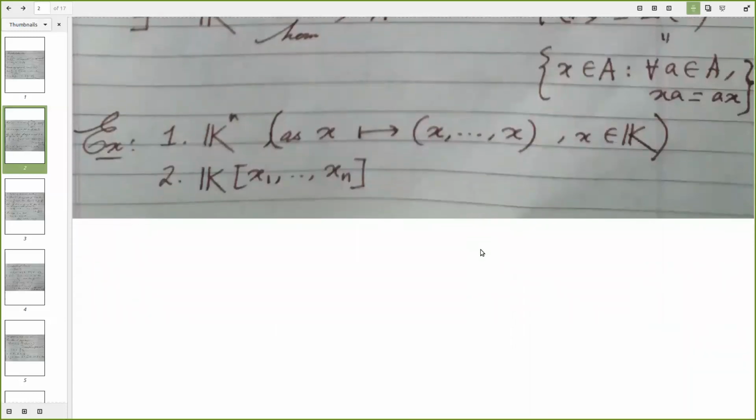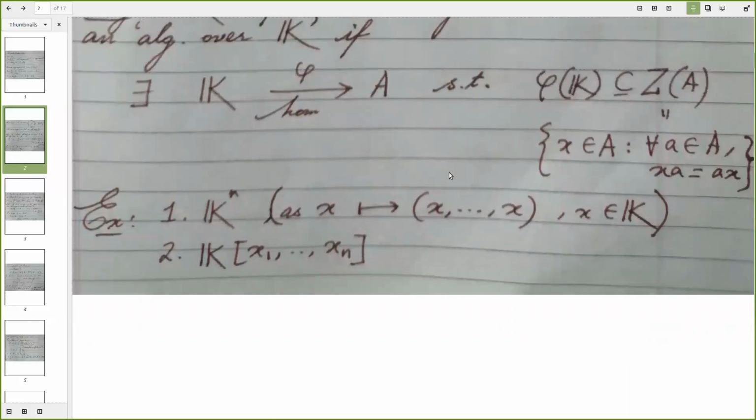The second example is the polynomial algebra. If you take finitely many variables, let's label them as x_1 up to x_n, then K[x_1,...,x_n] is the set of all polynomials of arbitrary degree with coefficients from K and in the variables x_1 up to x_n. So it's also an algebra over K. The homomorphism that you need is quite trivial here. An element x in K goes to the constant polynomial x.